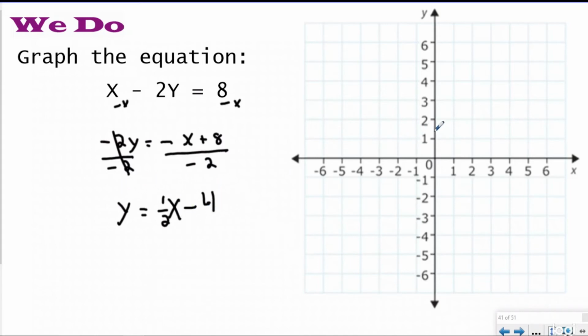So again, I'm going to begin with -4, because I know when x is 0, y was going to be -4 because it's my y-intercept. And my slope here is +1 over 2. So for every one it goes up, it's going to go over 2.